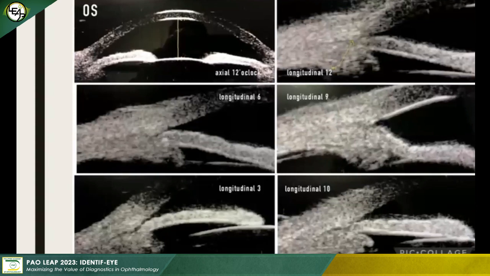So here's just an example. If you look at longitudinal 9, that's the fourth image. Notice again, this is an instance of plateau iris. Note the double hump configuration, the anteriorly rotated ciliary process, and the angle closure.